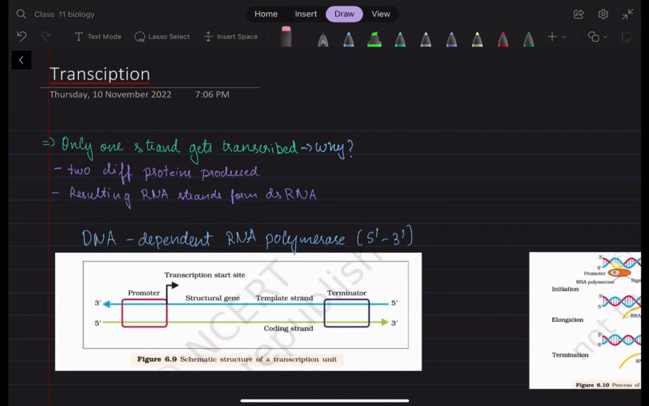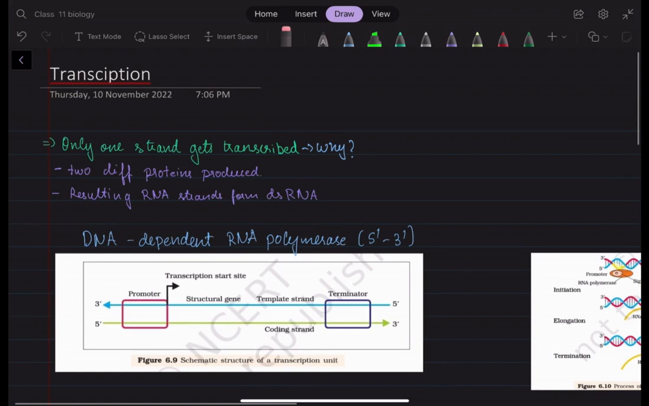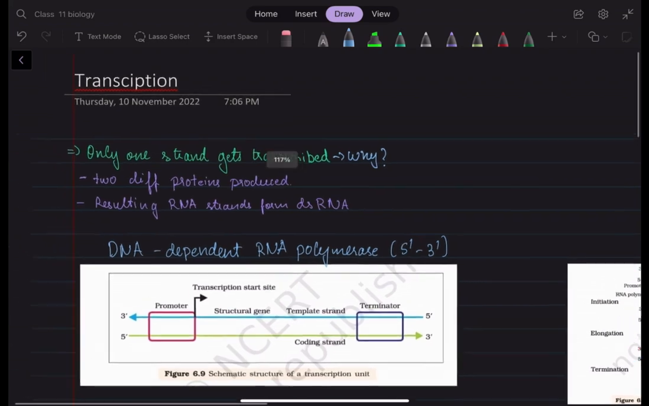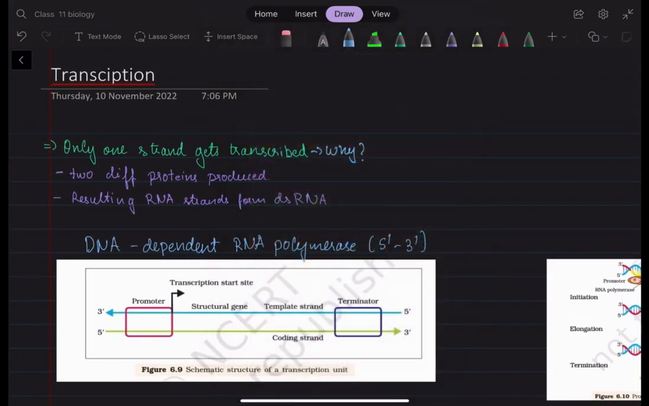In the previous video we did replication and in this video we'll be doing transcription. Replication is the process in which the DNA makes another copy of itself, right? Transcription is a process in which the RNA is formed from DNA. It is basically the process of copying the genetic information from DNA to RNA. In this, only one strand of DNA is involved.